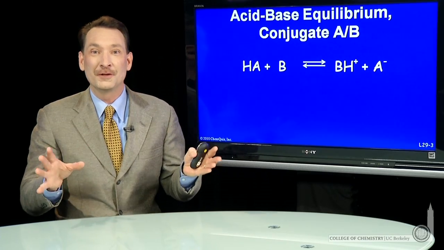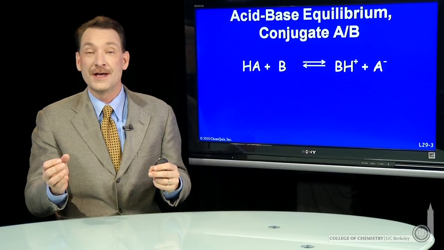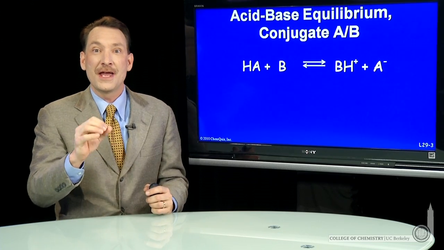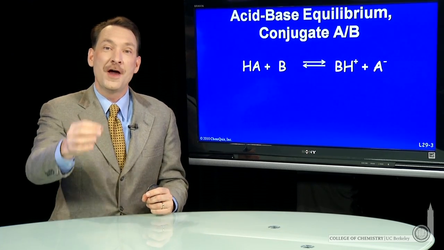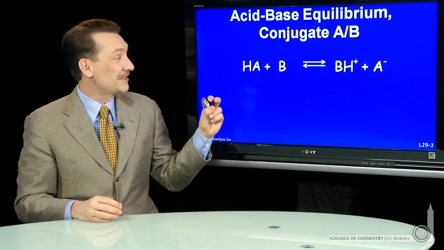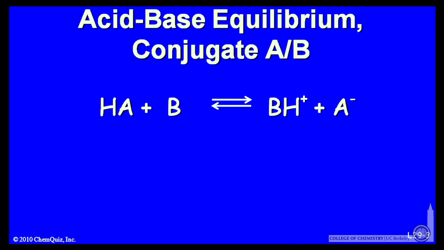Among the most common equilibria that we'll look at, and the most important, are acid-base equilibria. Acid-base equilibria involve transferring a proton from one species to another. Here I've written an example, very schematically. HA, a compound with a hydrogen, gives up that proton to the compound B. The compound B accepts the proton.